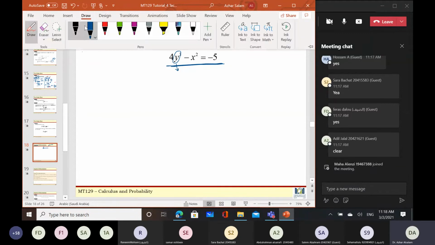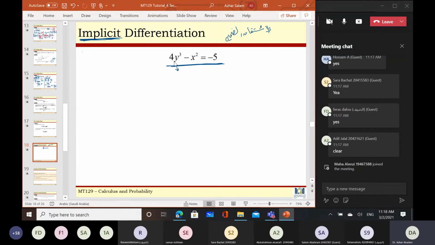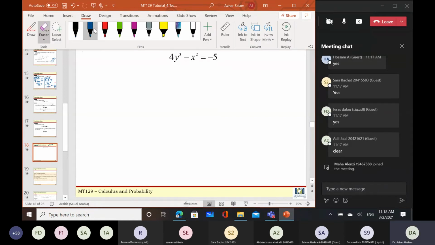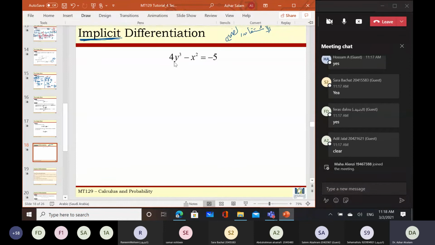Okay. To know what's the difference here, I will differentiate for you. Here, to start differentiating, as we said, it will be the same differentiation method. I will use the power rule. I will multiply 3 by 4. I will take this power down and multiply it by 4.